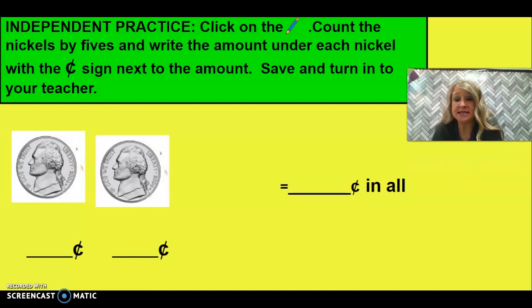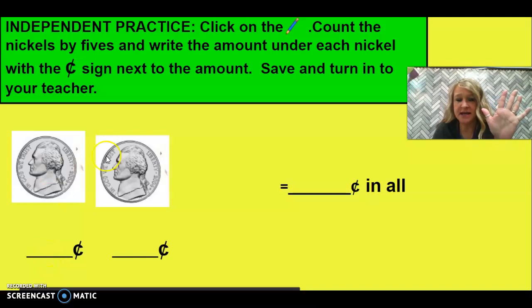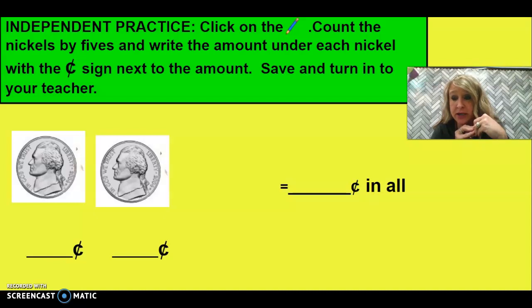So for your practice today, you are going to click on the pen and count the nickels by fives. You are going to write the amount of each nickel underneath, counting by fives. So 1 nickel is how much? 5 cents. How much is 2 nickels? 10 cents. You are correct. So you will write 5 cents and 10 cents. You won't write 5 cents, 5 cents, 5 cents, 5 cents, because we are counting them together. We're adding them together to find out the total amount in all.